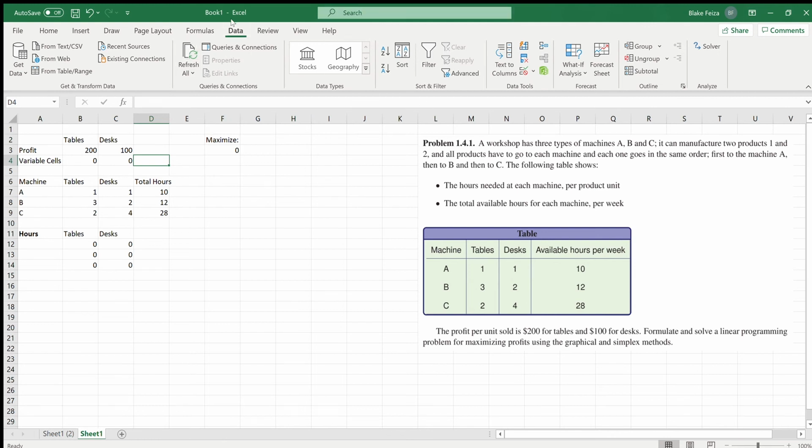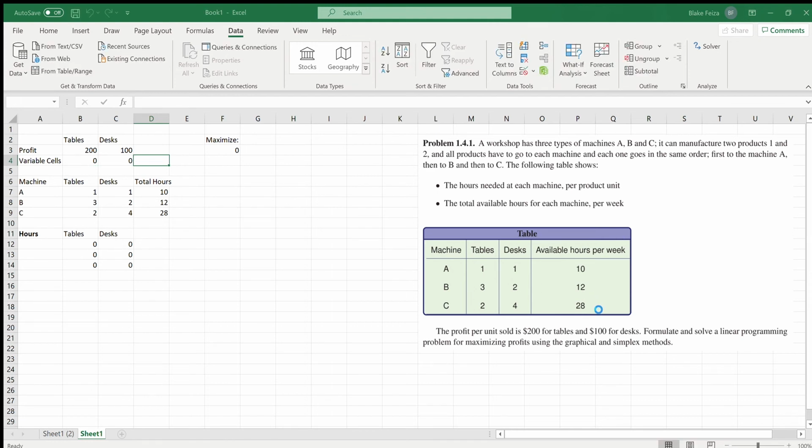Now what we're left to do is we go to the Data tab up top, over to Solver. And this is where the fun stuff comes in here. We want to make sure this is set to max rather than min because we're trying to maximize our profit. And our objective function, like we said, the sumproduct was right in this cell here. Our variable cells are going to be right over here for the number of tables and desks that we produce. Now we need to add our constraints. The only constraints we're dealing with here are the hours that we're limited to for machines.